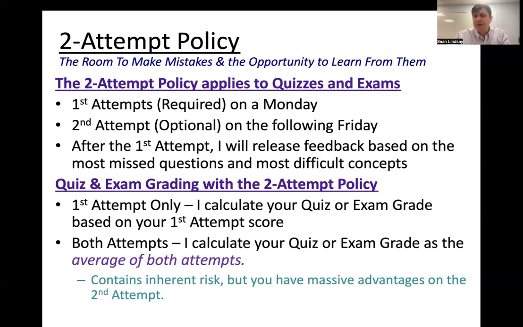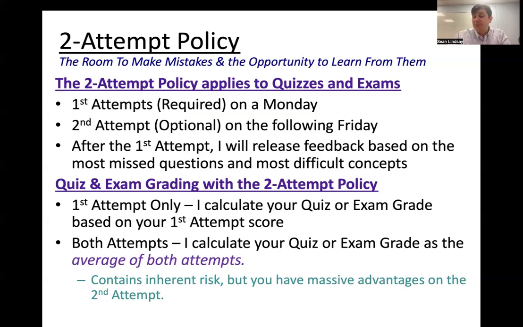Now, if you take the first attempt and you think, man, I'd really like to improve that score because that'll go a long way towards improving my grade in this class, then you can take the second attempt. And if you use both attempts, I will calculate your quiz or exam grade as the average of both attempts. So yes, there is a little bit of risk. You could score lower on the second attempt and therefore end up with a slightly lower quiz or exam grade.